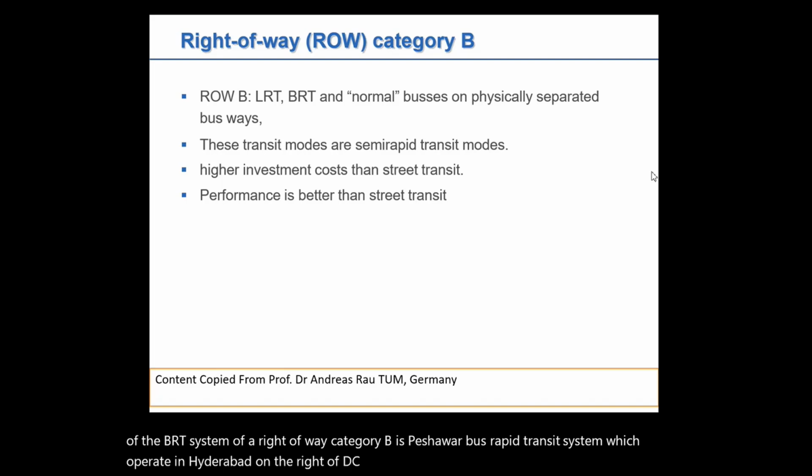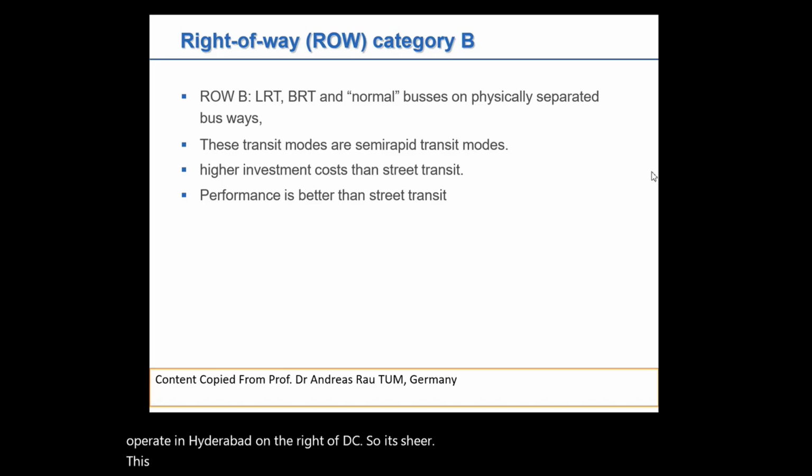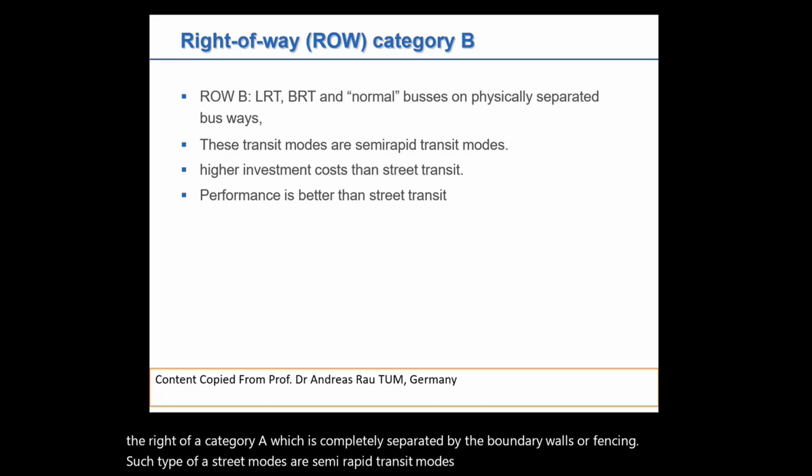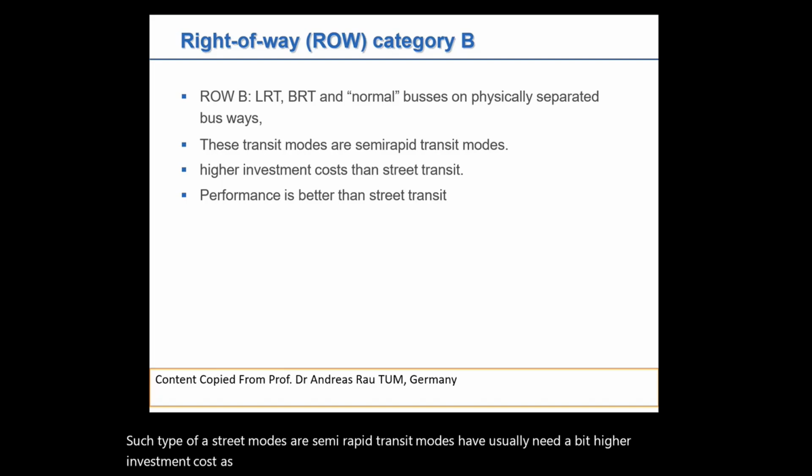It shares its space, but from University Road to the last station, Mughalpura station, it operates completely on right of way category A, which is completely separated by boundary walls or fencing. Such street modes or semi-rapid transit modes usually need a somewhat higher investment cost compared to right of way category C, and performance is also better than right of way category C.